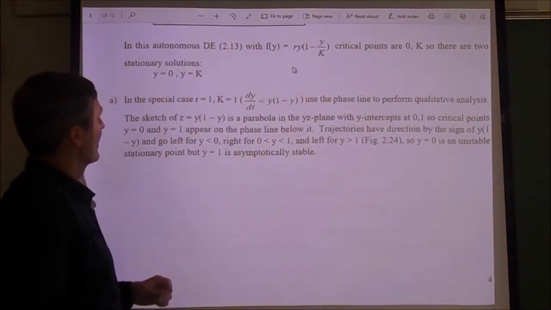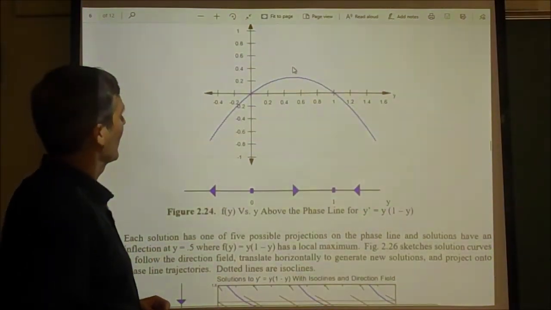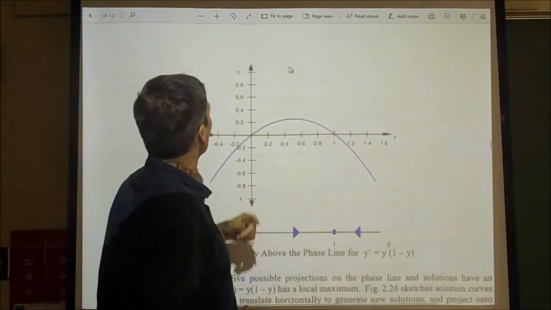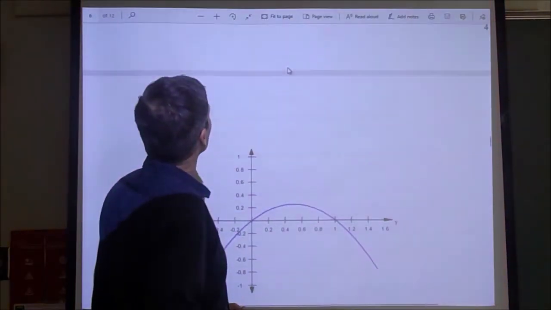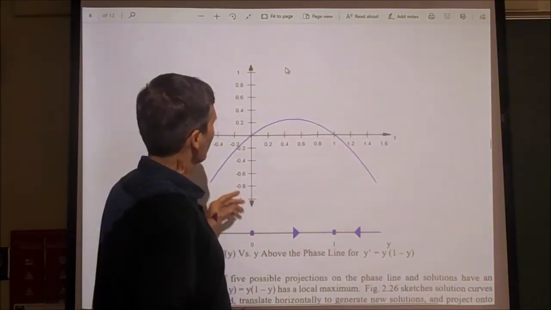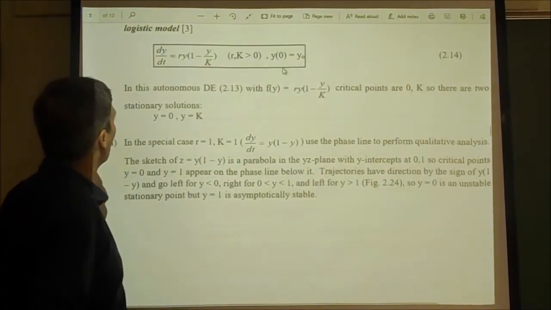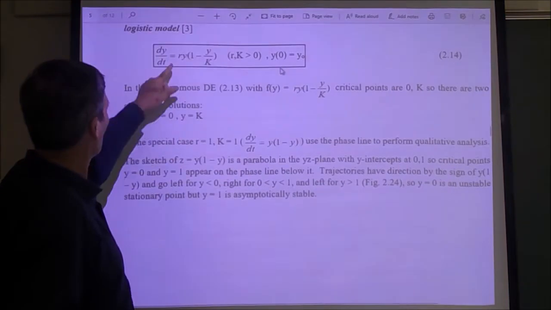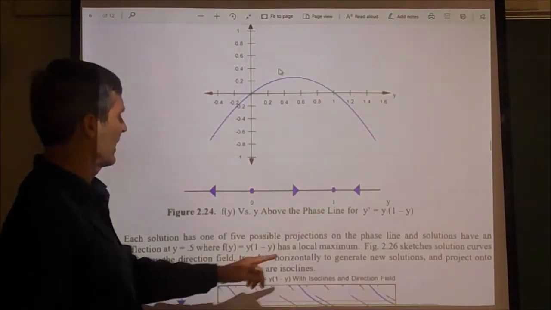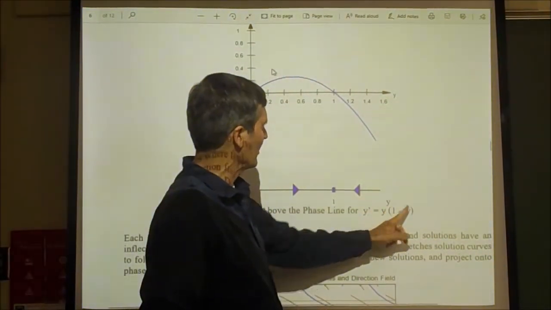Then we can use the phase line to perform a qualitative analysis as follows. A lot of books like to draw this picture first. In the y versus f of y, this is f of y on this axis, not marked, I guess. Y versus z equals f of y or something. You draw the right-hand side function. In this case, we had the function ry times 1 minus y over k. Actually, I think this one is for a specific case. This is for the specific case when r and k are 1. Y prime equals y times 1 minus y.